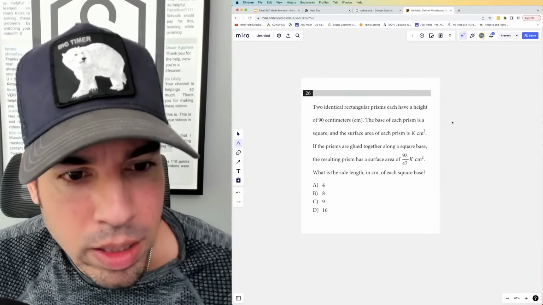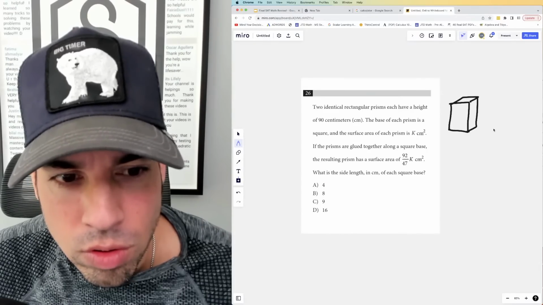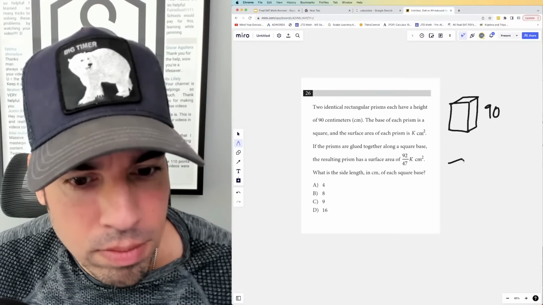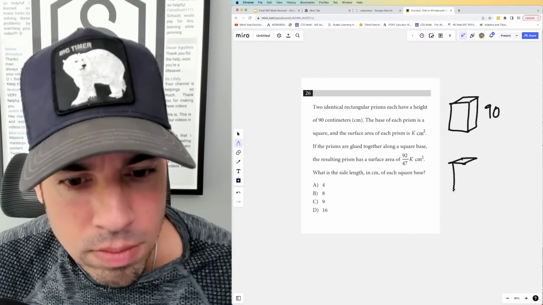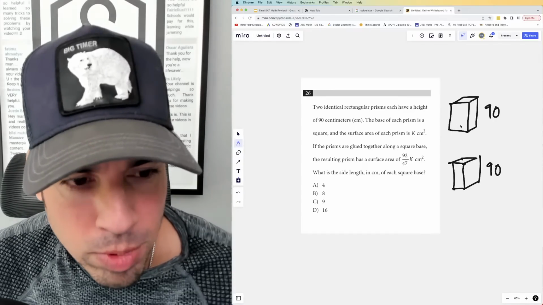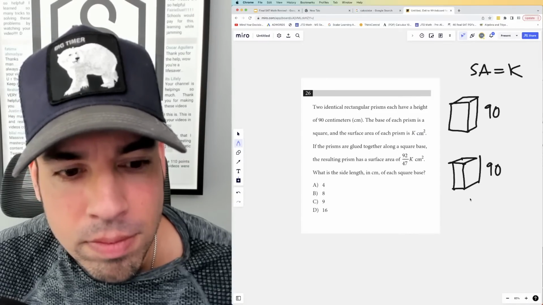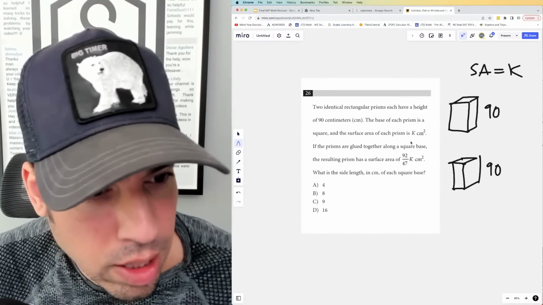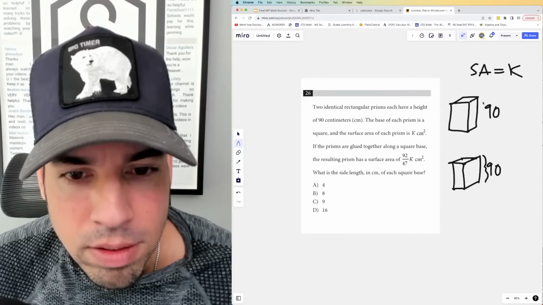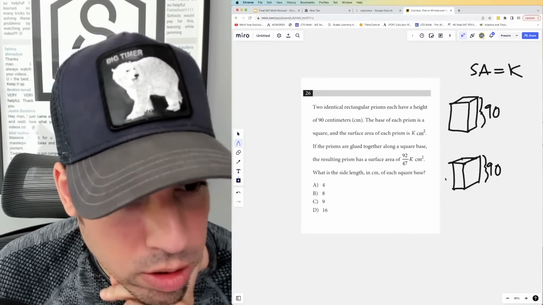All right, two identical rectangular prisms, each have a height of 90. The base of each prism is a square, and the surface area of each prism is K. If the prisms are glued together, so wait, they're identical, okay, got it. So we have a height of 90, and their bases are squares.